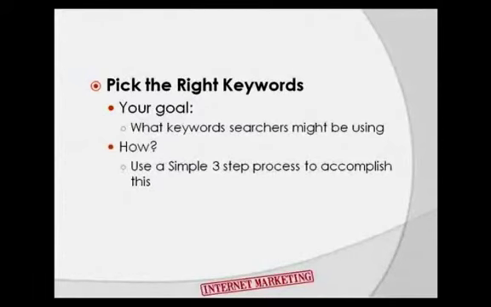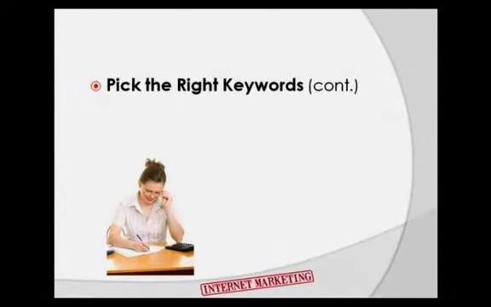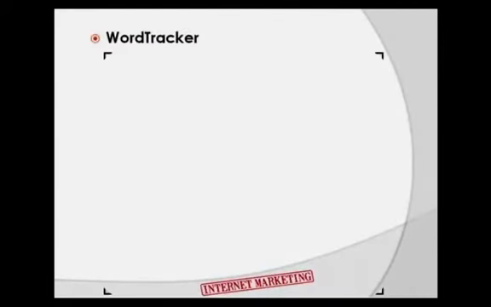The first step is to brainstorm all keywords related to your business. What you need to do is sit down and record every keyword that you can think of that your potential customers may be using in Google. Now, here's a question. How do you get those keywords? Well, you can use tools such as Word Tracker. And here's what Word Tracker looks like.